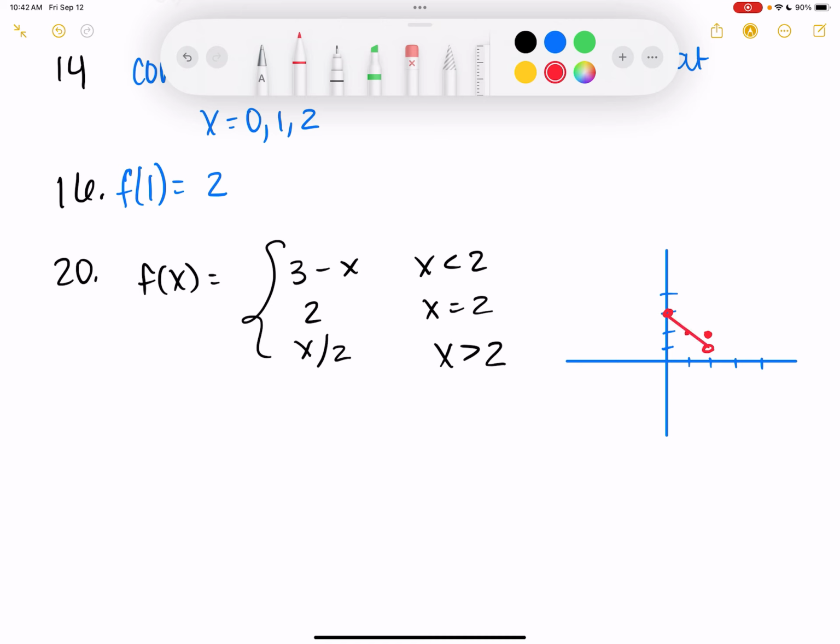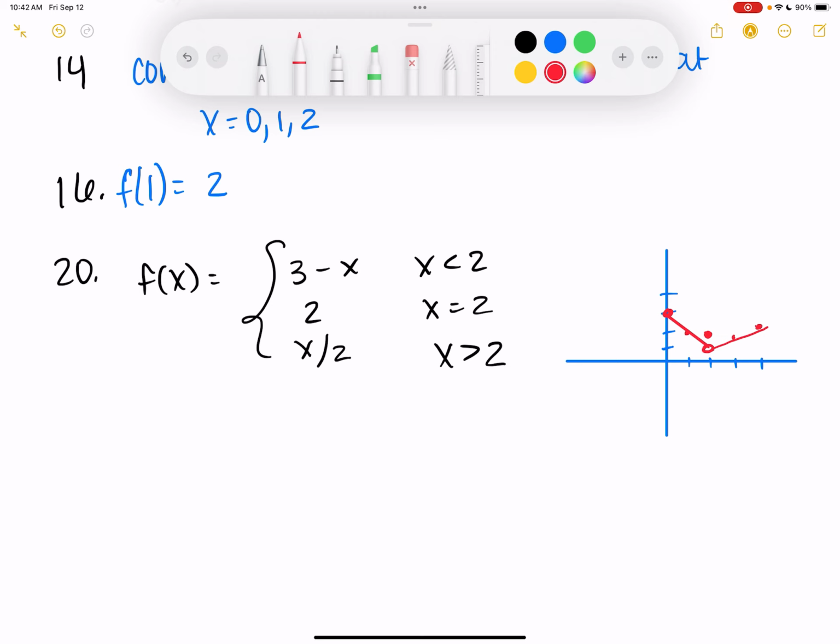Then over here, this is for x greater than 2. So say if I put in 3, it's at like 1.5. So I'd have a value there. At 4, it would be equal to 2. So something like that on that side. So it almost looks like an absolute value, but not quite.